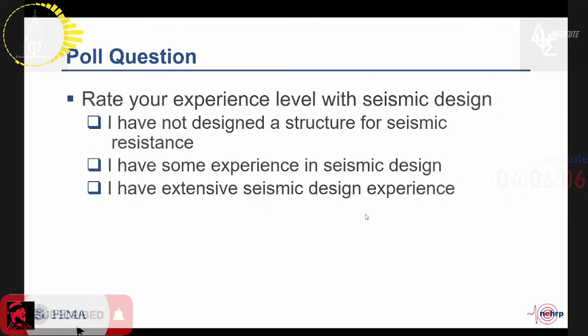Our next poll question asks you to rate your experience level of seismic design. Have you never designed a structure for seismic resistance? Do you have some experience in seismic design? Or do you think that you have extensive experience?